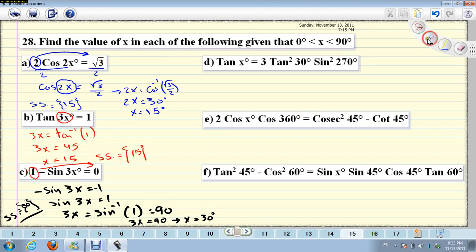Okay, for letter D, it says tan x equals 3 tan squared 30, sine squared 270. I have to do this using the calculator. So tan x equals 3 multiplied by tan 30, which is root 3 over 3, to the power of 2, multiplied by sine 270, which is -1, to the power of 2, and the answer will be 1. So tan x equals 1, which means that x equals 45 degrees, and the solution set equals 45.